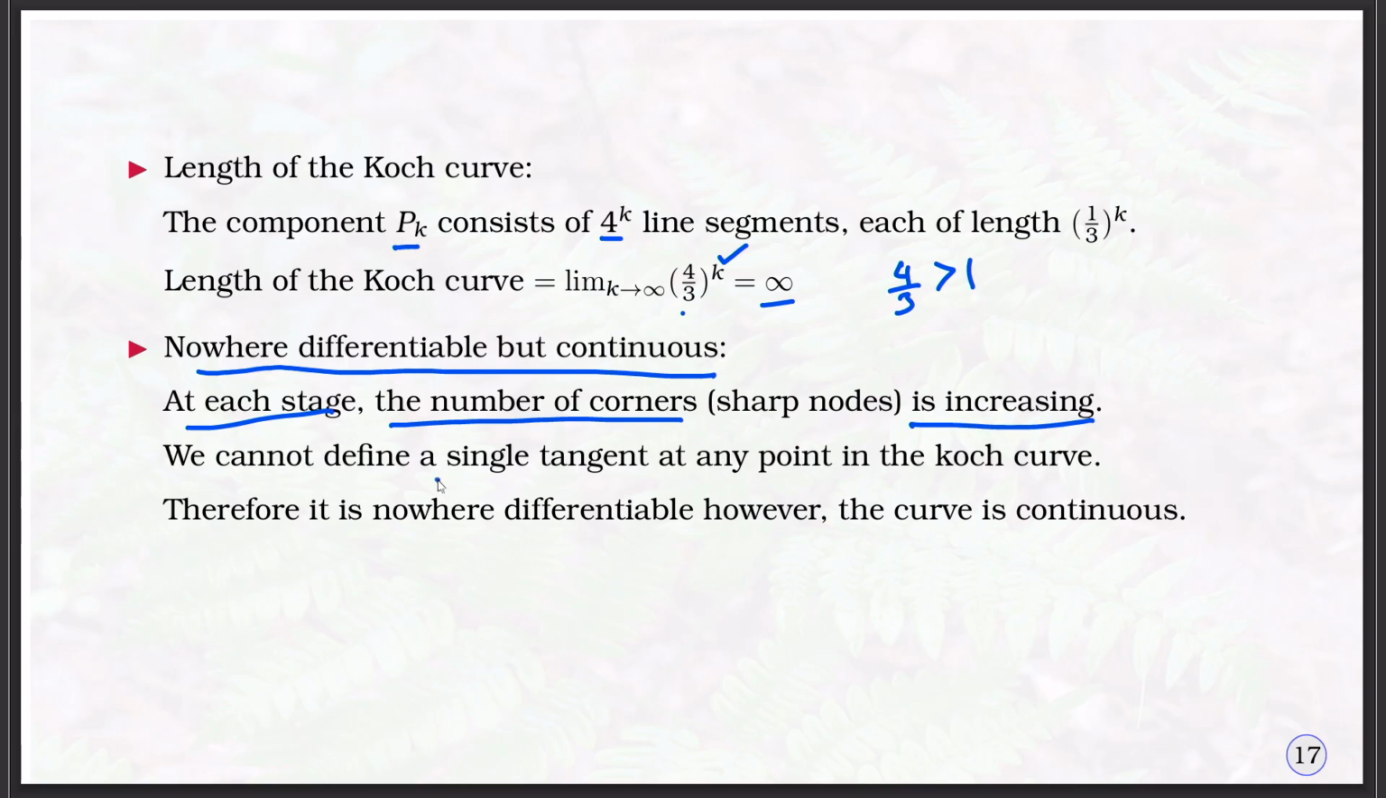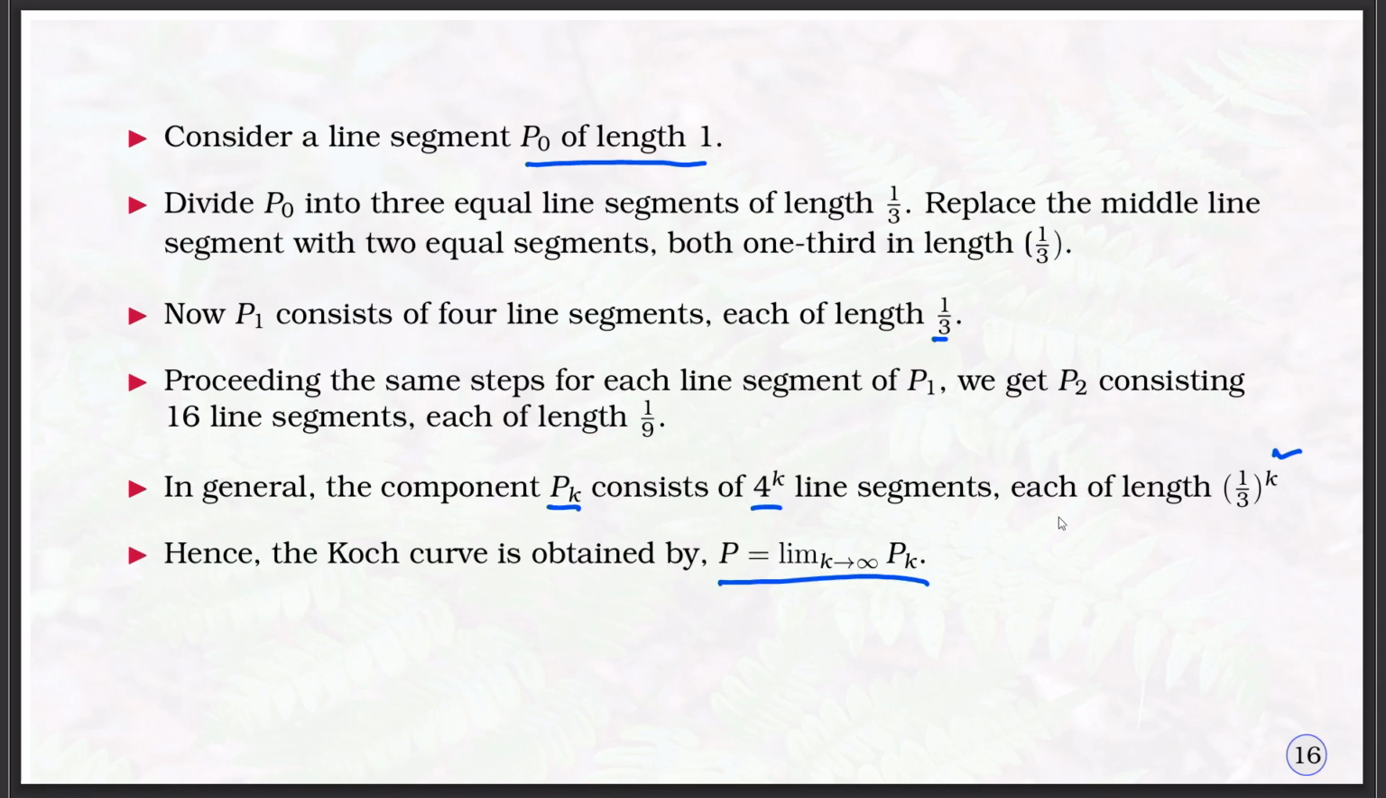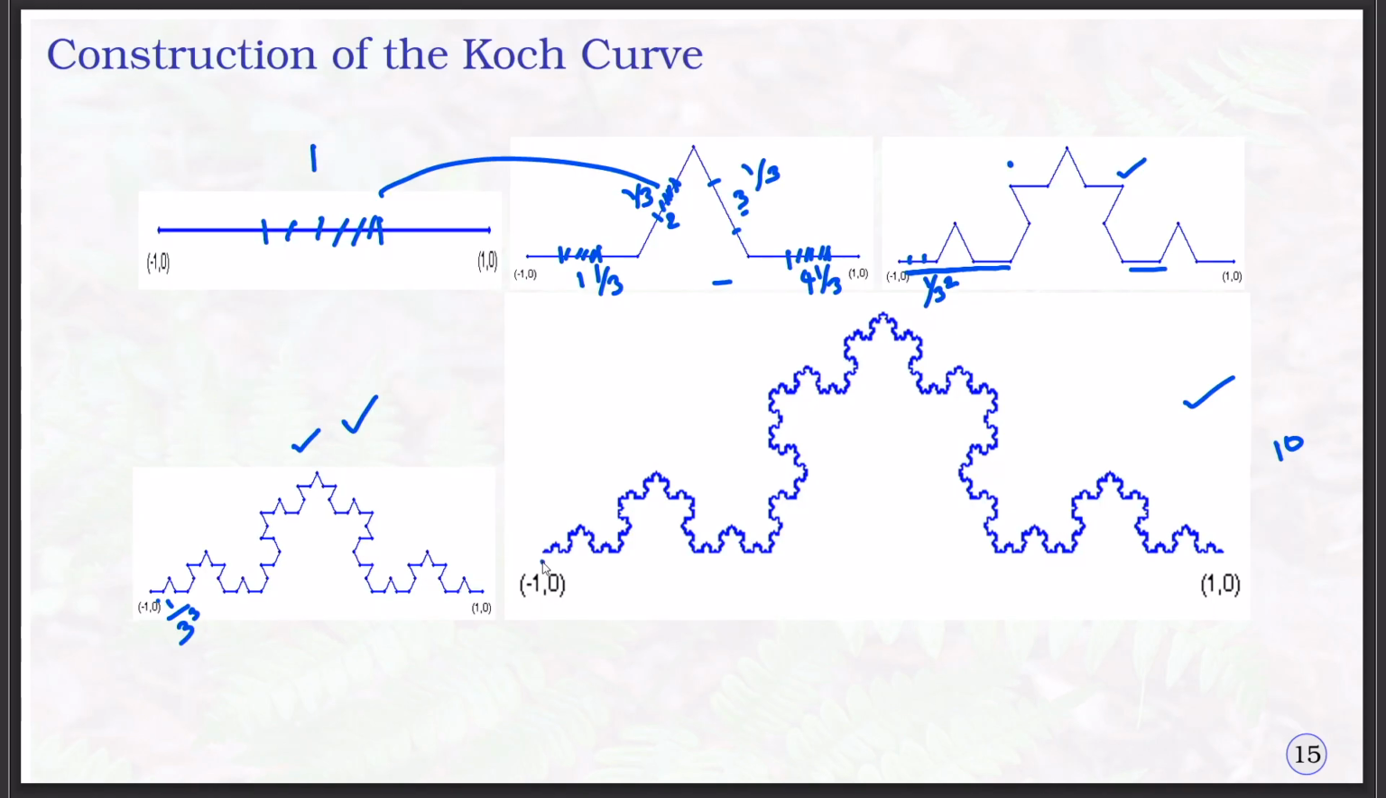We cannot find a single tangent at any point in the Koch curve. Therefore, it is nowhere differentiable, however the curve is continuous. You can observe here, in each corner, we are starting with the smooth one. This corner is a sharp edge, therefore the function is not differentiable at this point.